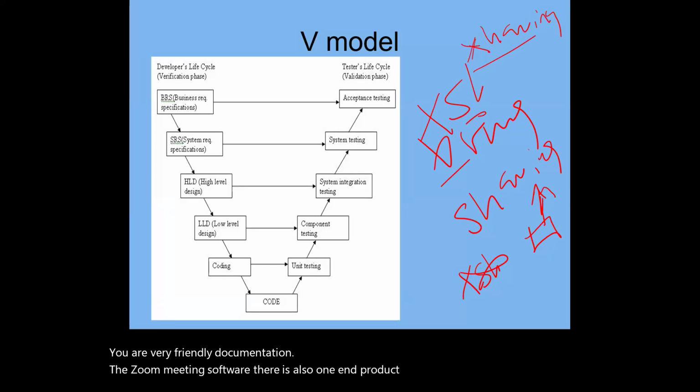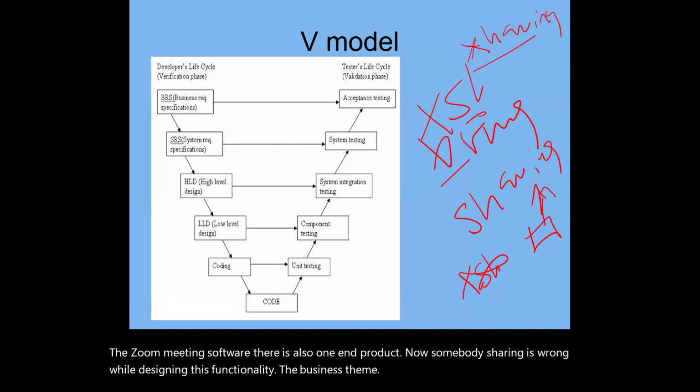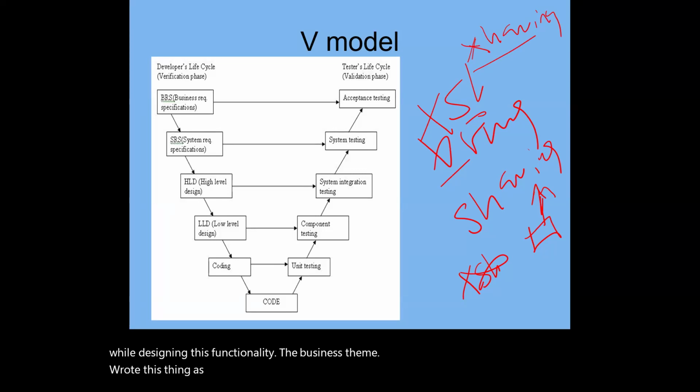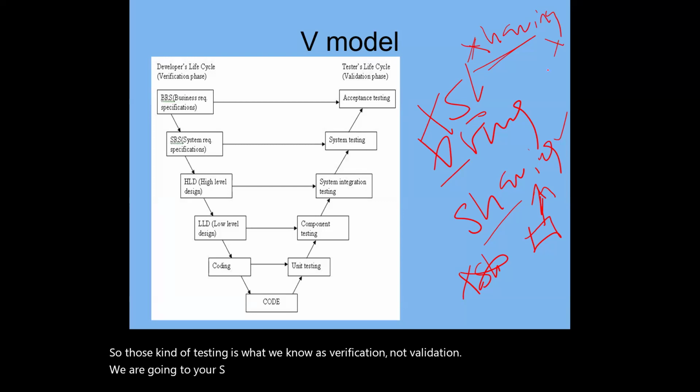Somebody's sharing is wrong. The business team wrote this word incorrectly. The spelling was wrong. So that kind of testing is what we know as verification, not validation. You are going through your SRS and your business requirement documentation. Those are what they call the verification phase of the V model.